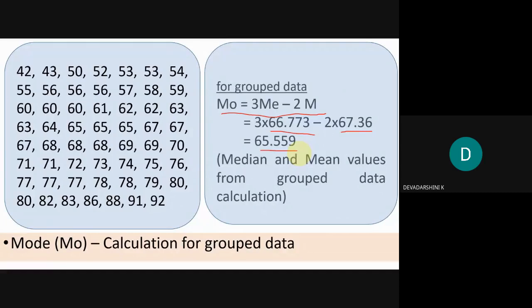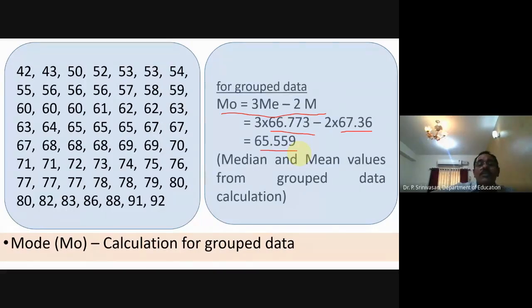Sir, mean is greater than median, and median is greater than mode. Okay, as far as this example is concerned. For a different example, this may not always be true. For your sample, it may also differ. It depends upon the sample.